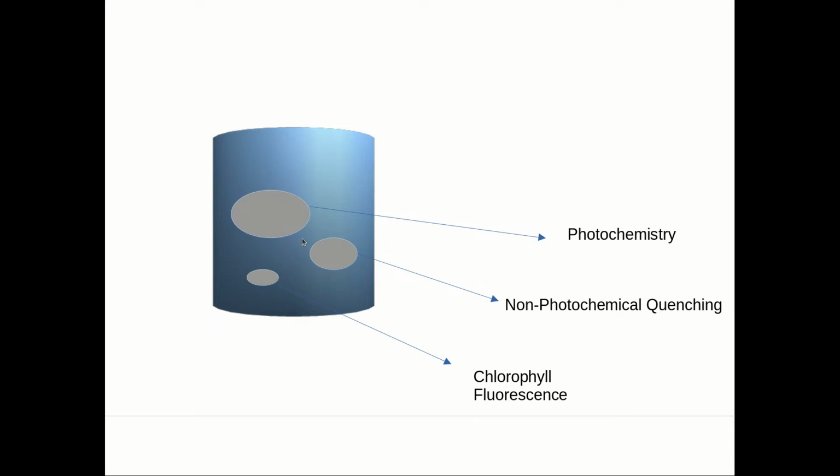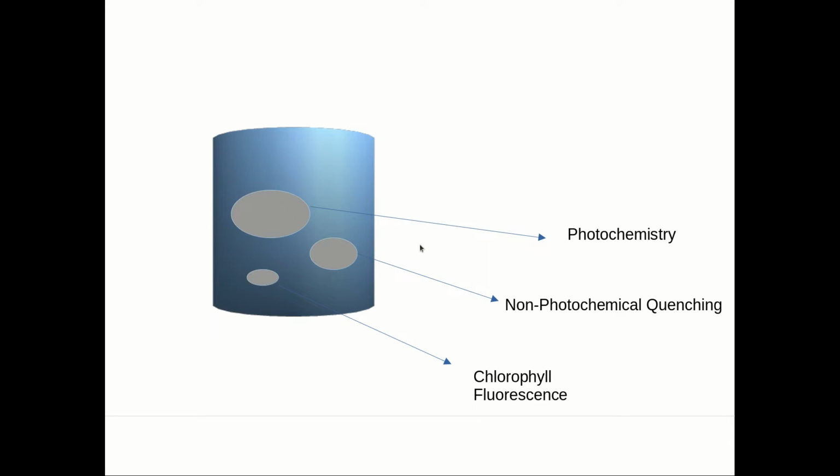So we can think of those as different holes in the barrel. One of them, a big hole, is photochemistry, and that's the process that I just briefly described. That's the photosynthetic electron transport, where electrons are used to reduce NADP to NADPH, and protons are pumped across the membrane, and later that proton gradient is used to create ATP, and then the NADPH and the ATP are used to fix inorganic carbon into organic carbon during the carbon reactions of photosynthesis. So that process is called photochemistry.